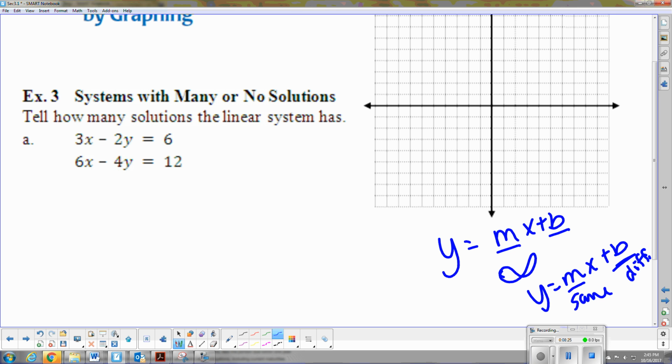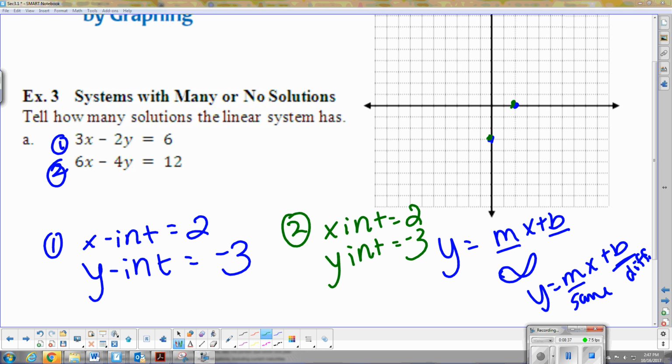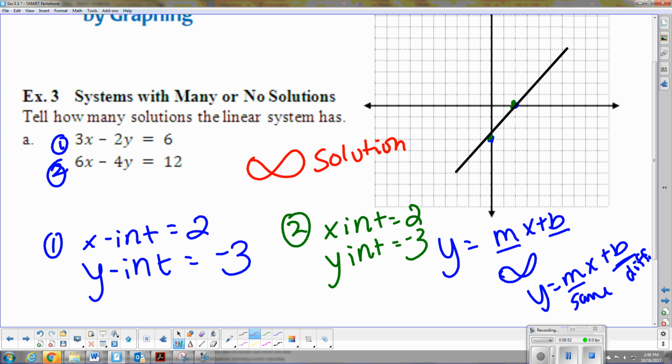You have parallel lines. So if your slope is the same, but your equation of the line is different, you have parallel lines, therefore no solutions. Okay, so when you graph these, you get the same x and y intercept for both equations, which means you have the same line twice. So you have infinitely many solutions, because every single point on this line is a solution, and a line consists of how many points? You need 2 points to make a line. Infinitely many.